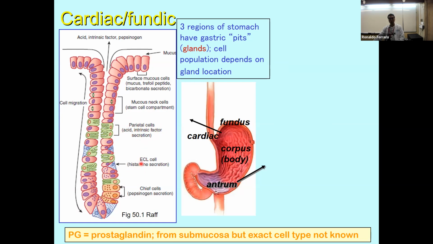And then enterochromaffin-like cells, or ECL cells, are responsible for secreting histamine. Chief cells are responsible for secreting pepsin, or rather pepsinogen, because there's never any active pepsin in these cells. Remember, these cells are also meat.